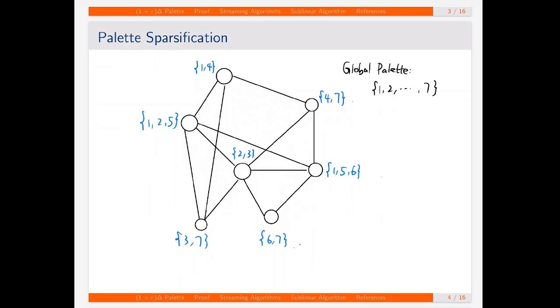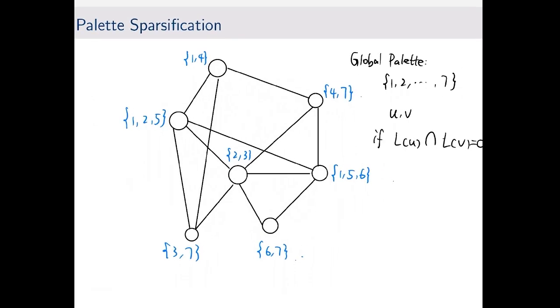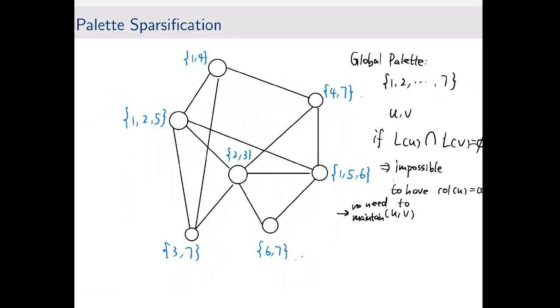Now, the very, very good thing about palette sparsification is based on this observation. For two vertices U and V, if the list of U is disjoint from the list of V, then it is impossible to have the color of U equal the color of V. So it is impossible for there to be a conflict between U and V, which means there is no need for us to maintain the edge UV.